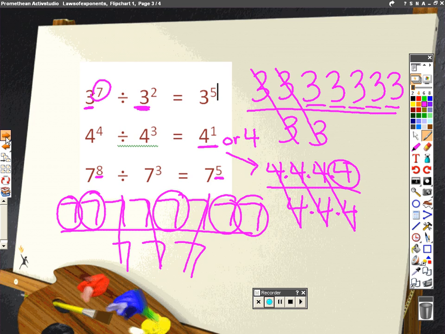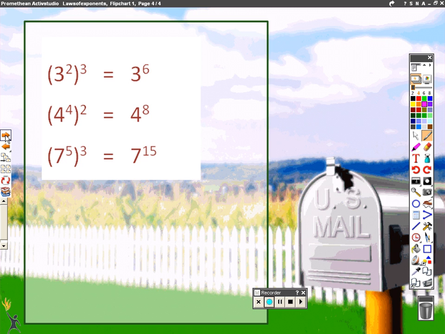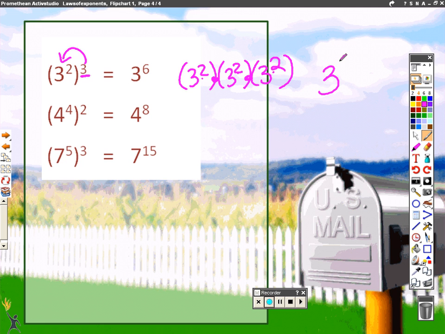One more law. 3 to the second raised to the third power is 3 to the sixth. Let's look at this. This 3 says that I want this parenthesis 3 times. So 3 to the second, 3 to the second, 3 to the second. And if we go back to the first law we learned, when you multiply, you do what with the exponents? You add them. So 2 plus 2 plus 2 is 6. 3 to the sixth. Okay?